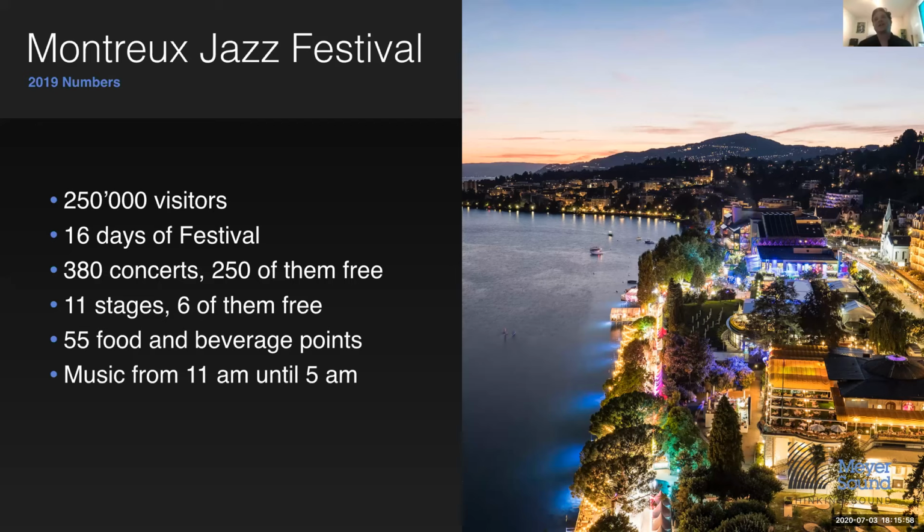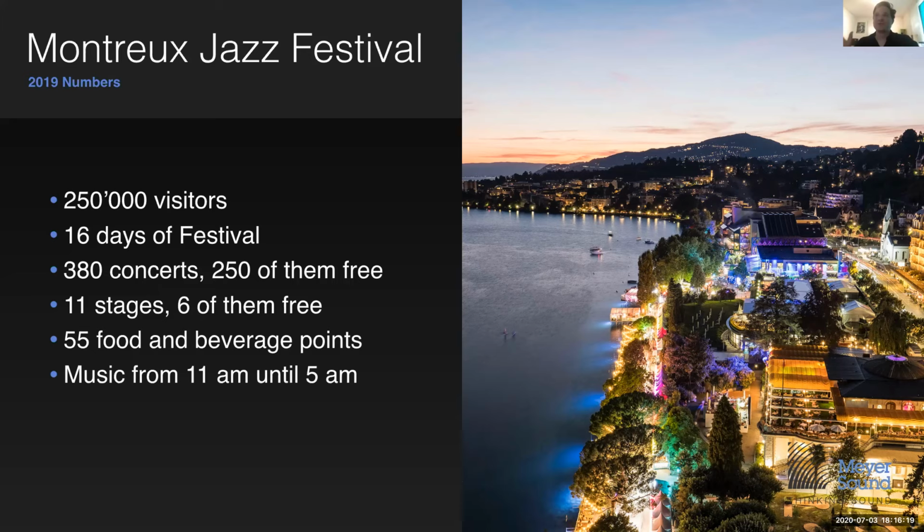They shrink down from 16 stages to 11 stages. Six of these stages are free. 55 food and beverage points. And the goal: Claude wanted to have music at all times. He wanted to have music all day long for 2 weeks.